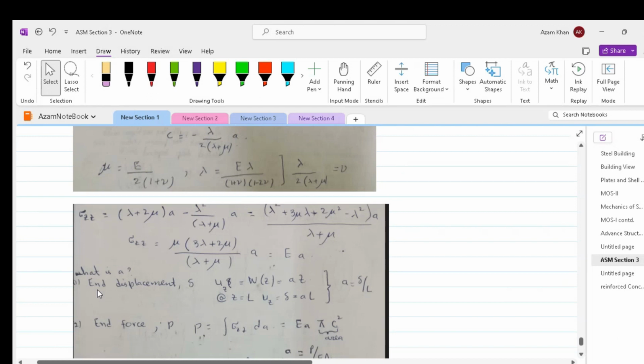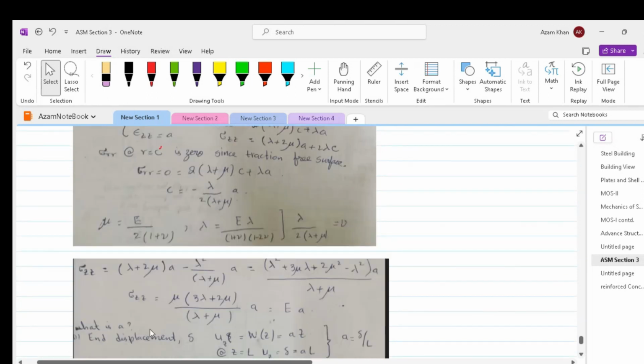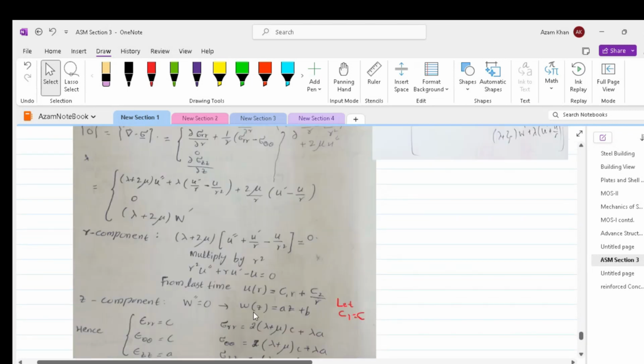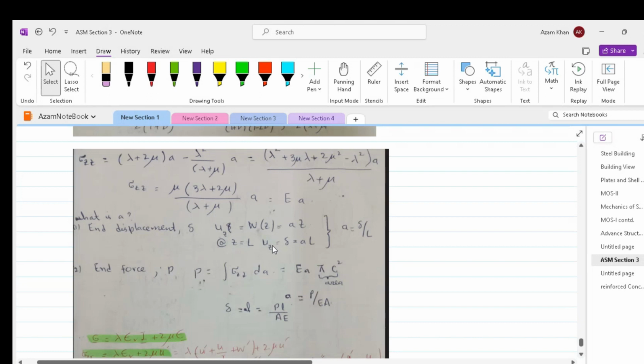We can have two different types of boundary condition. Either we apply end displacement or we apply end force. In the case of end displacement, we can rewrite w z as equal to a z, and this is what we derived previously. Now, we assume that the displacement applied is A times L. So the applied displacement is some proportion times L, and this proportion factor is strain. Equating these two, we get A is equal to delta by L.